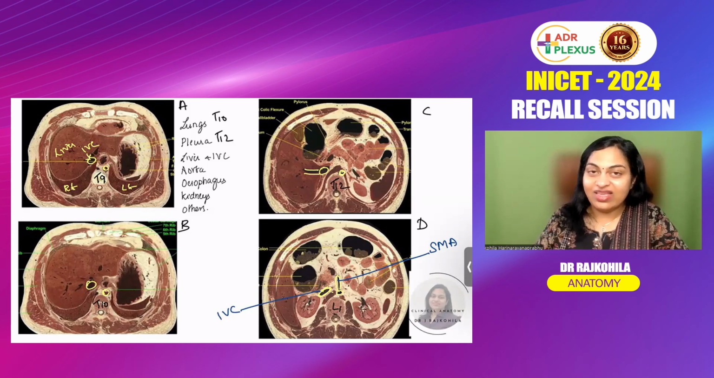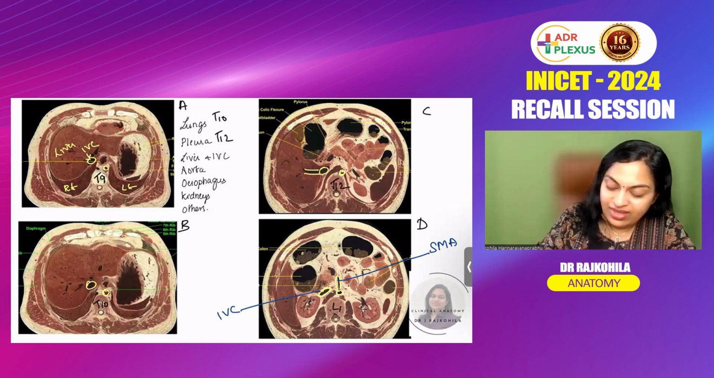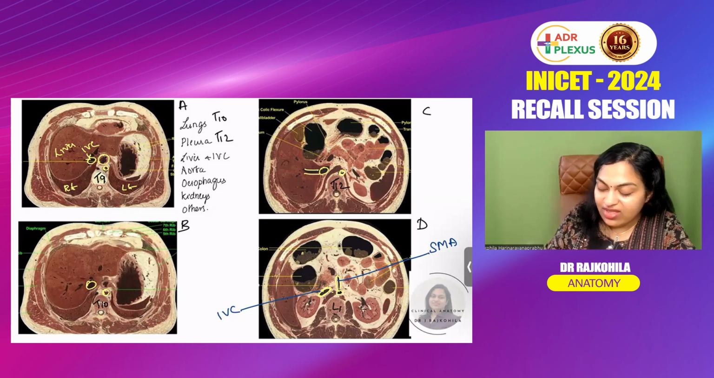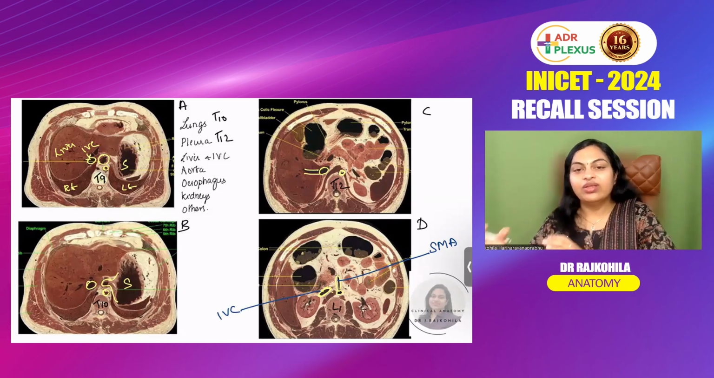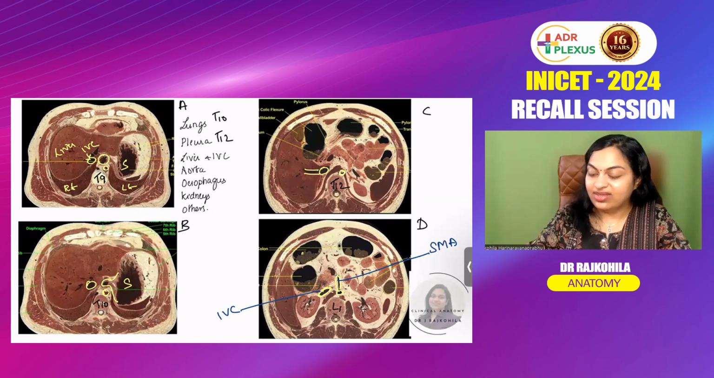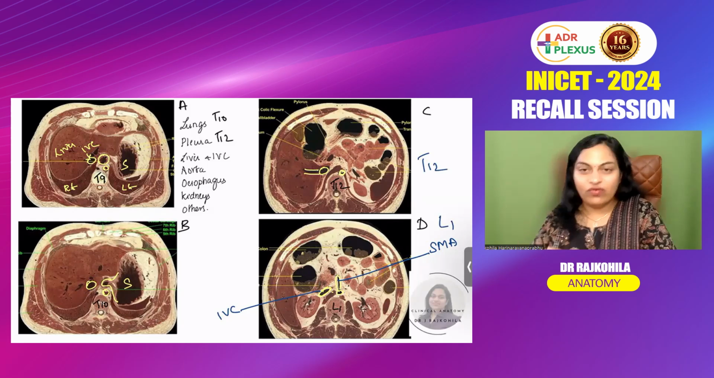And then interesting is esophagus. Can you appreciate where is the esophagus in T9? Here. This is the esophagus, right? In the midline. What do you see at T10 level? The esophagus opening into the stomach. This is the stomach, right? The esophagus opening into the stomach. And in T12 or L1, you don't see esophagus as such.